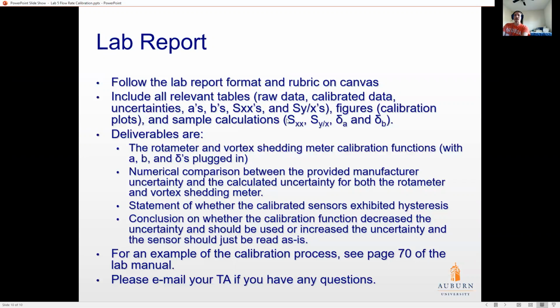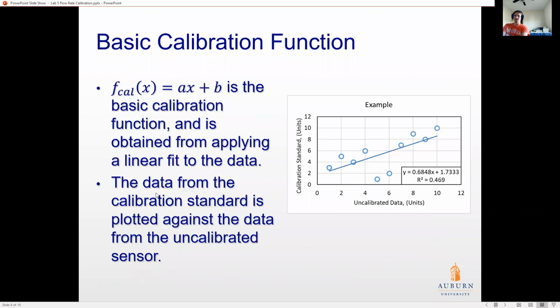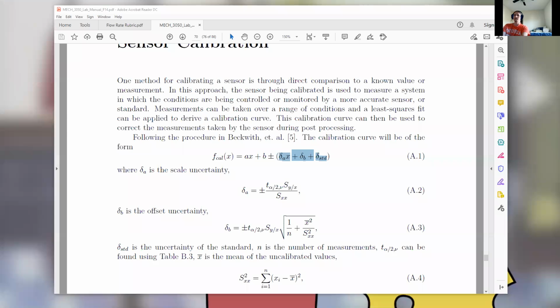And then sample calculations for SXX, SYX, del A, del B. Make sure you give me your calibration functions. So I want to see this full calibration function for the rotometer and for the vortex shedding meter. So other than that, that's pretty much what I have for this one.